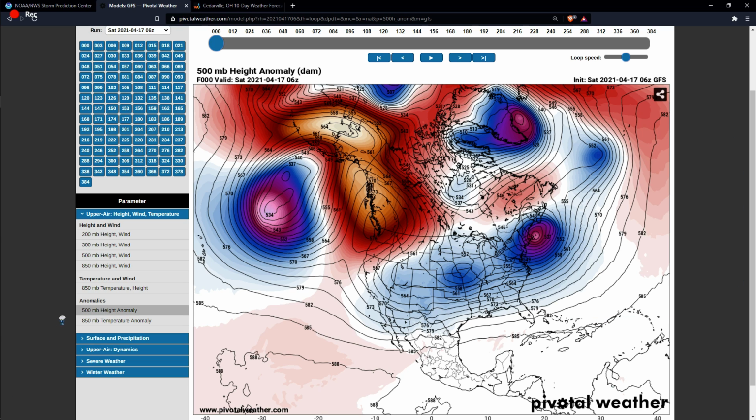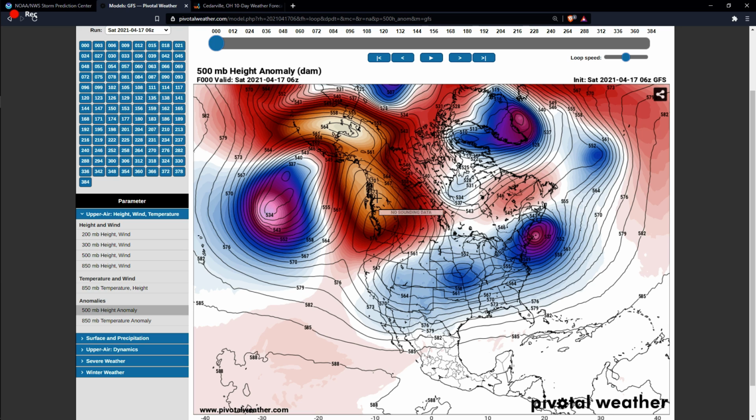So I just want to talk about the different things that I'm seeing on the GFS model as of right now. We could see some snow next week, so that's pretty interesting. And I'm going to show you what's happening in the atmosphere in regards to why there could be snow. So right now I'm looking at the 500 millibar height anomaly.